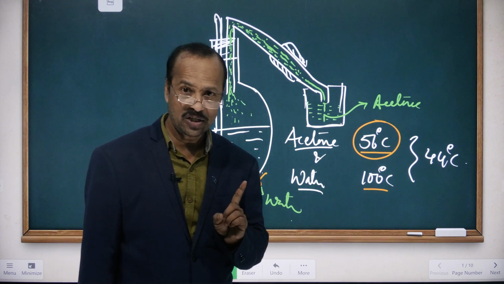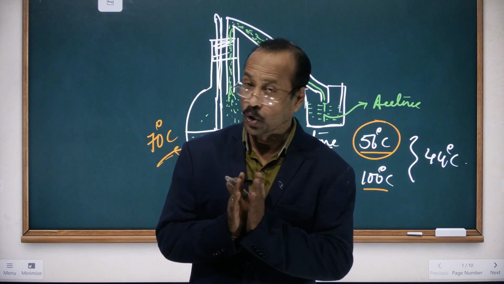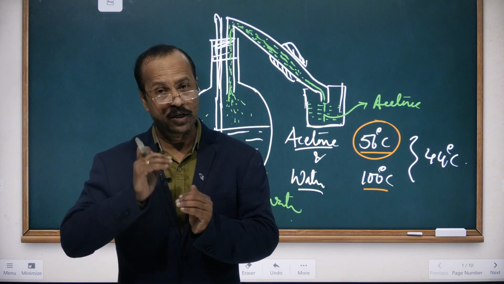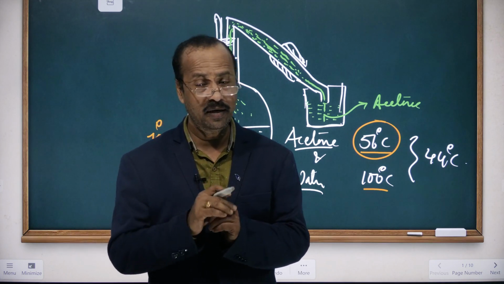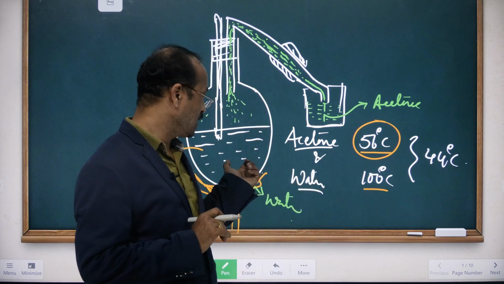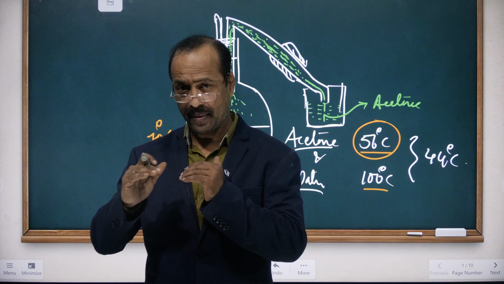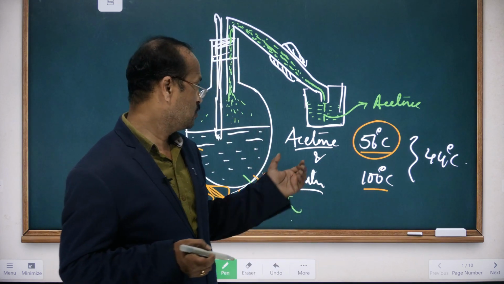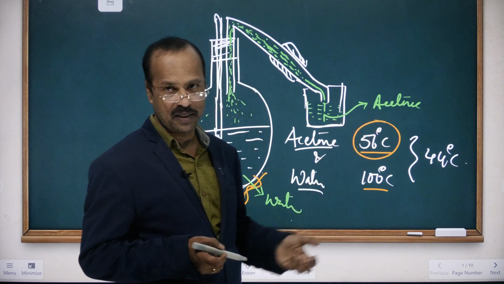Distillation is nothing but we take a mixture of two liquids in which the boiling point difference of the two liquids should be greater than 30 degrees. Remember, greater than 30 degrees. Then we heat that liquid and maintain the temperature between the two boiling points. Here acetone is 56 and water is 100, so between these two, approximately 70 degrees.